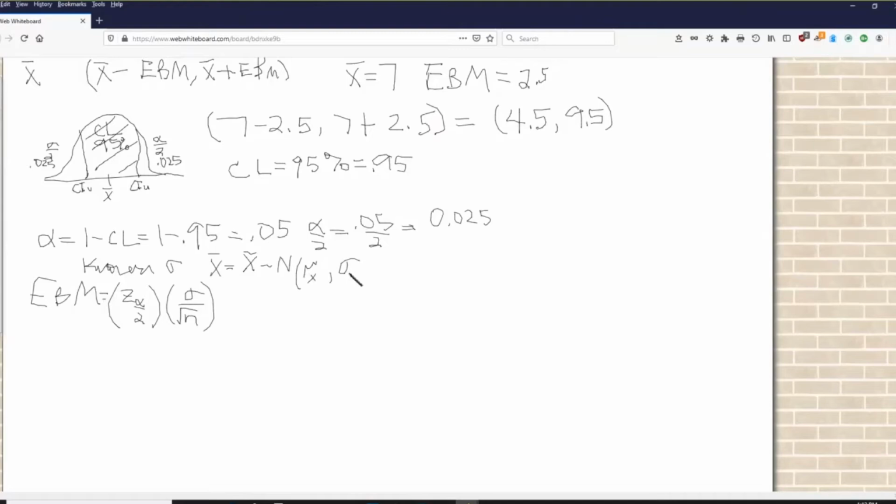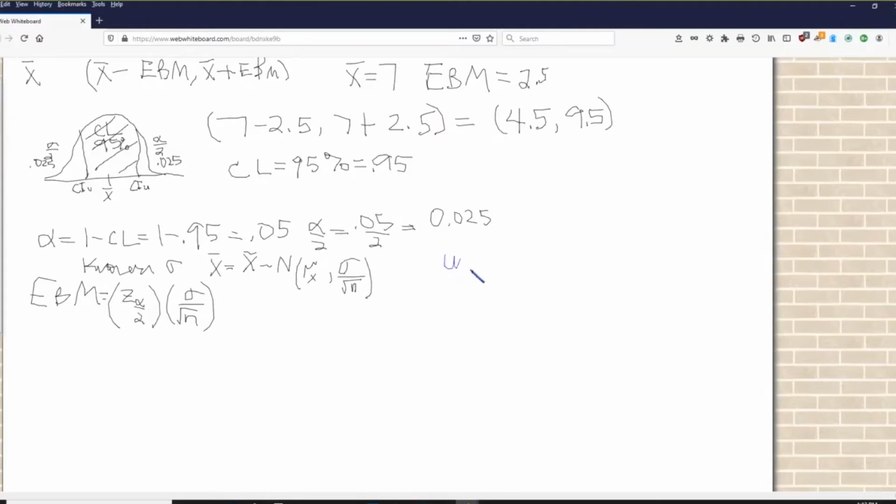The standard deviation of the population divided by the square root of the sample. So once again, this formula we got from Module 7 when we did the central limit theorem. This standard deviation is called the standard deviation of the sample mean. It's also referred to as the standard error of the mean.